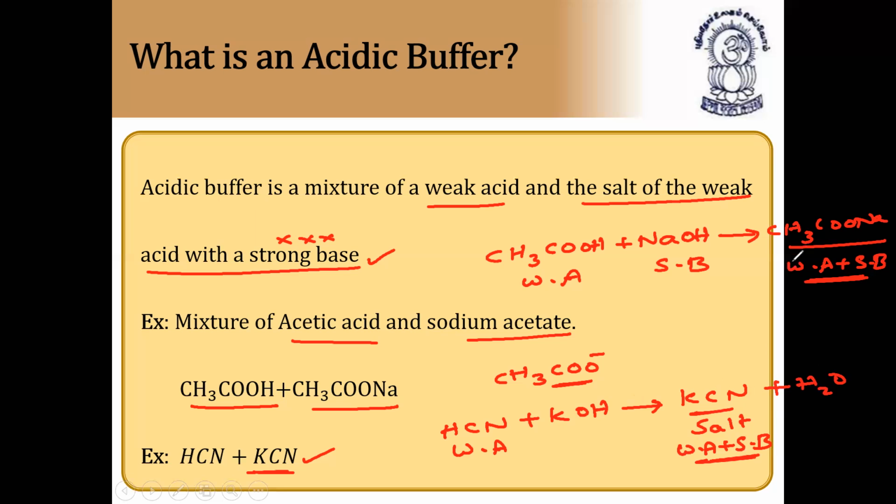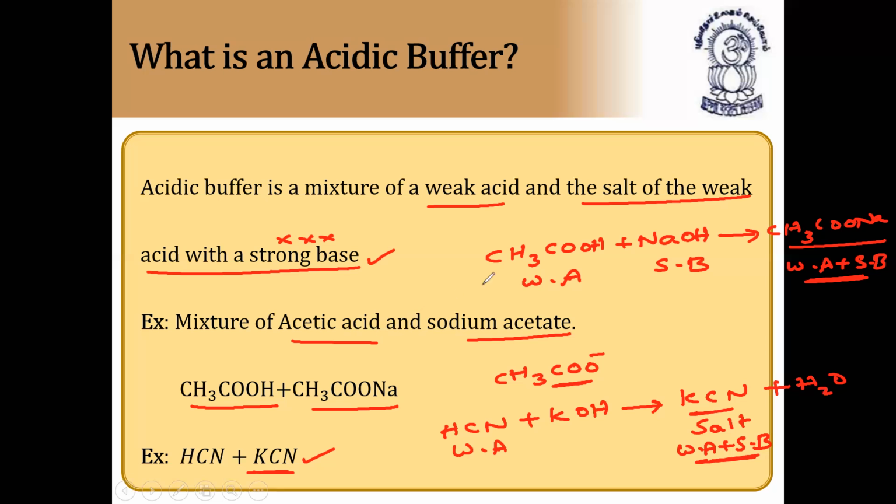Sodium acetate is a salt obtained by the means of weak acid and strong base. Potassium cyanide is a salt obtained by the means of weak acid and strong base. So that's why the mixture of these two solutions and the mixture of these two solutions are called acidic buffers. So how do we get a salt of weak acid and strong base?